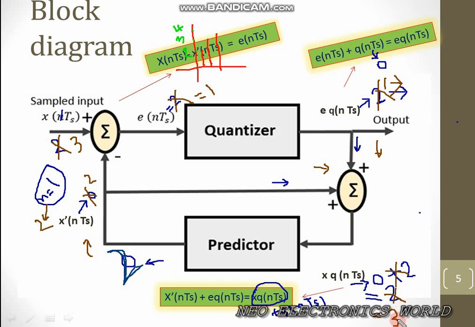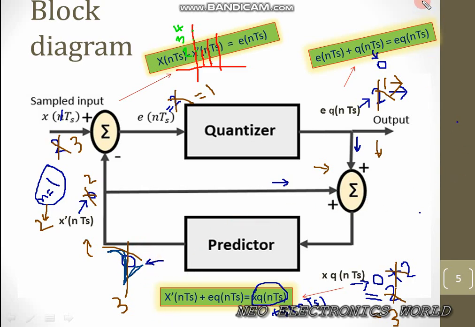We will get 3 as output of this comparator, and this 3 will be going to this predictor, and it will calculate the next value of the previous sample. So what will be that? 3 plus q of NTS. What was that? Q of NTS was 0, so it will become 3 plus 0, and this 2 is cancelled. It's 3. Yes, we have got the value 3.